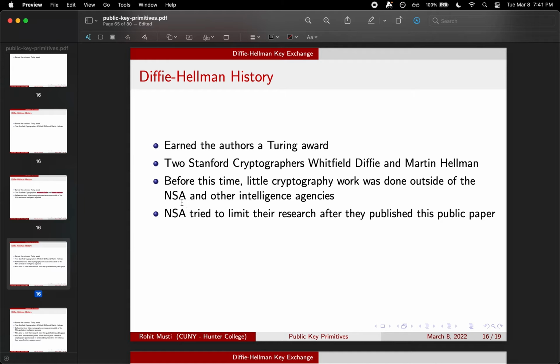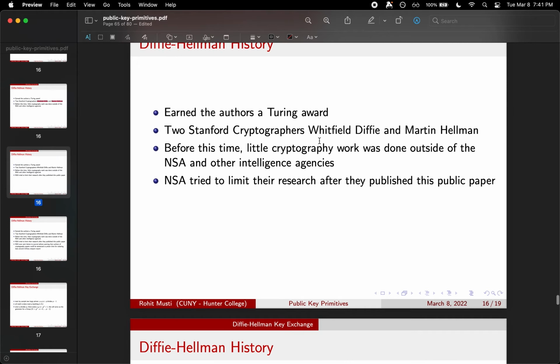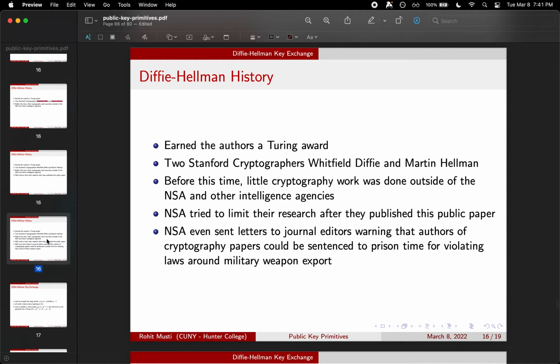The NSA tried to limit their research after they published this public paper. So the NSA literally tried to silence them for this work. The NSA has not always been on the side of cryptography. So if you want to stick it to the NSA, if you're feeling anti the NSA, go ahead and read Diffie-Hellman's original paper proposing Diffie-Hellman Key Exchange. The NSA actually went so far as to send letters to journal editors warning that the authors of these kinds of cryptography papers could be sentenced to prison.